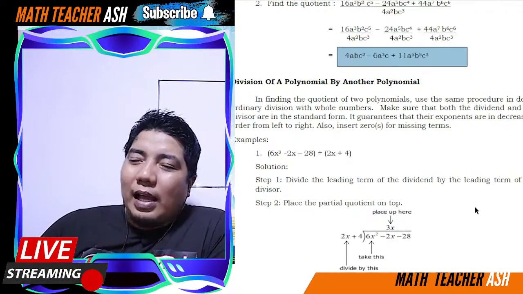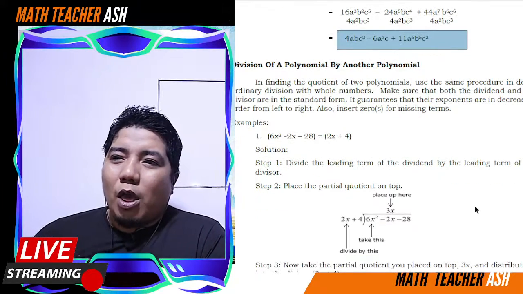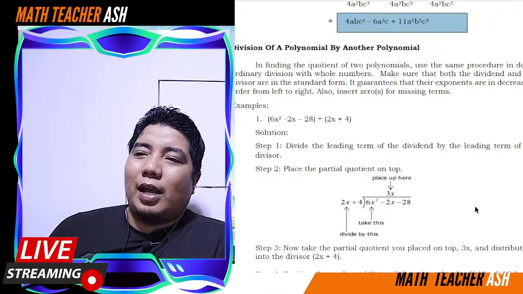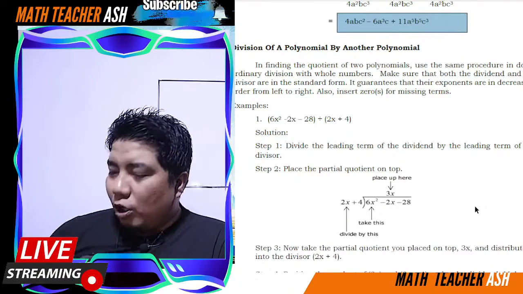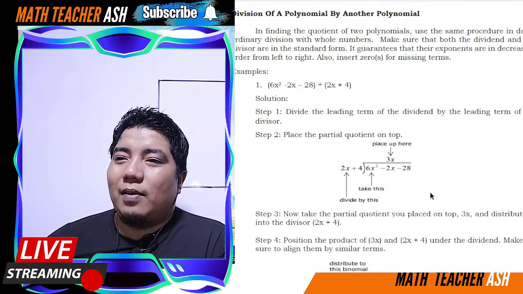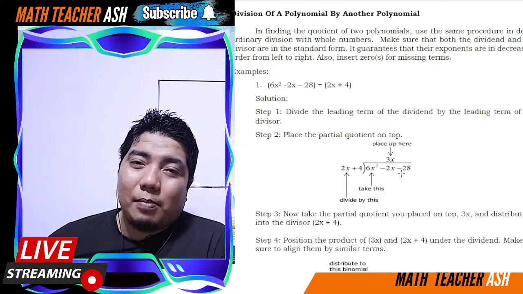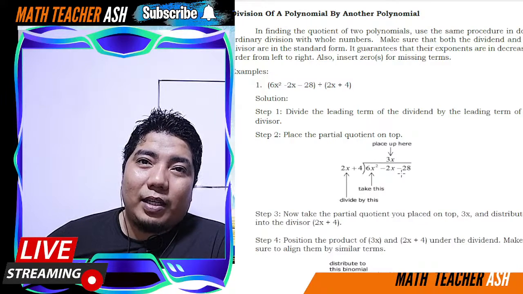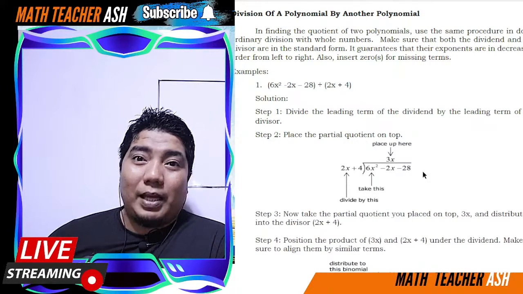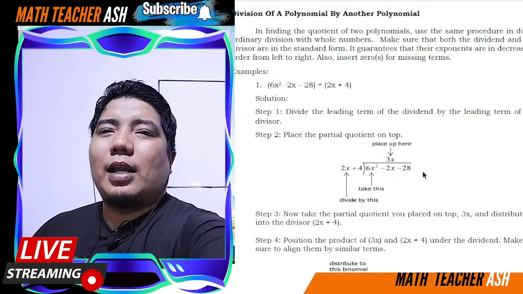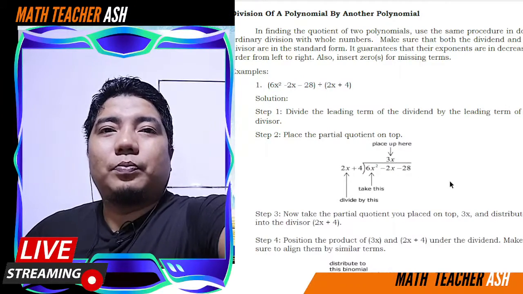Now, let us go to the division of a polynomial by another polynomial. Okay, now, if this is the case, then what you can do here is you can apply what we call long division. Okay, so what do you mean by long division? So you make like this, 6x squared minus 2x minus 28. The same as what you are doing when you are dividing big numbers. Okay, so ganun lang kadali, my dear math learners. Okay, so let us continue.